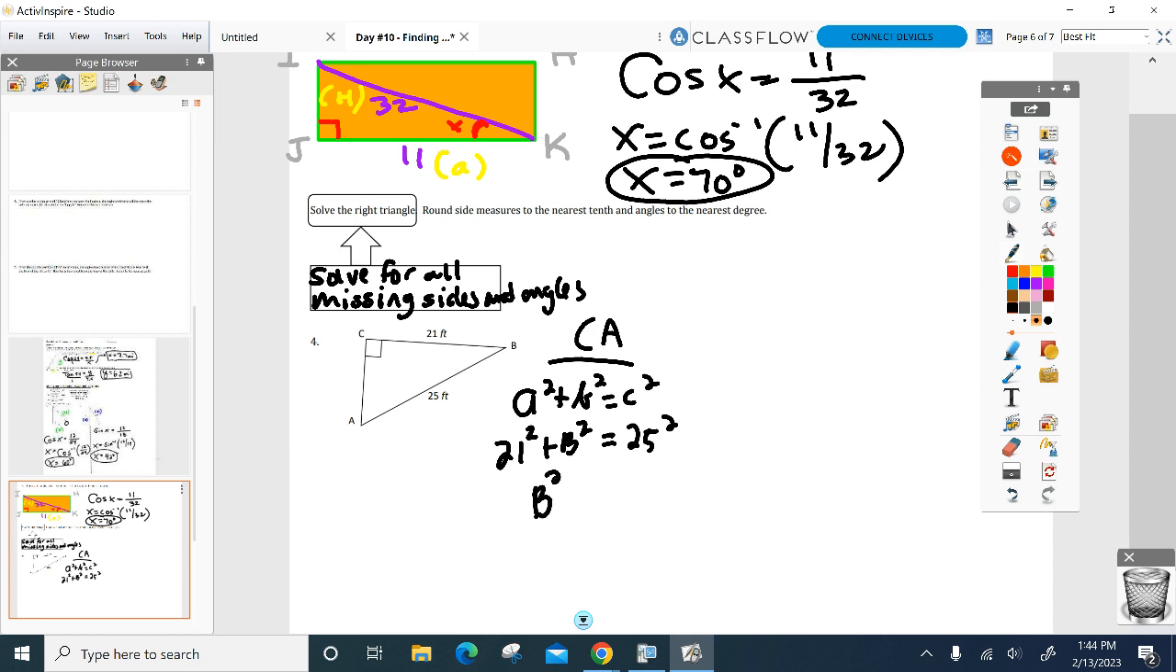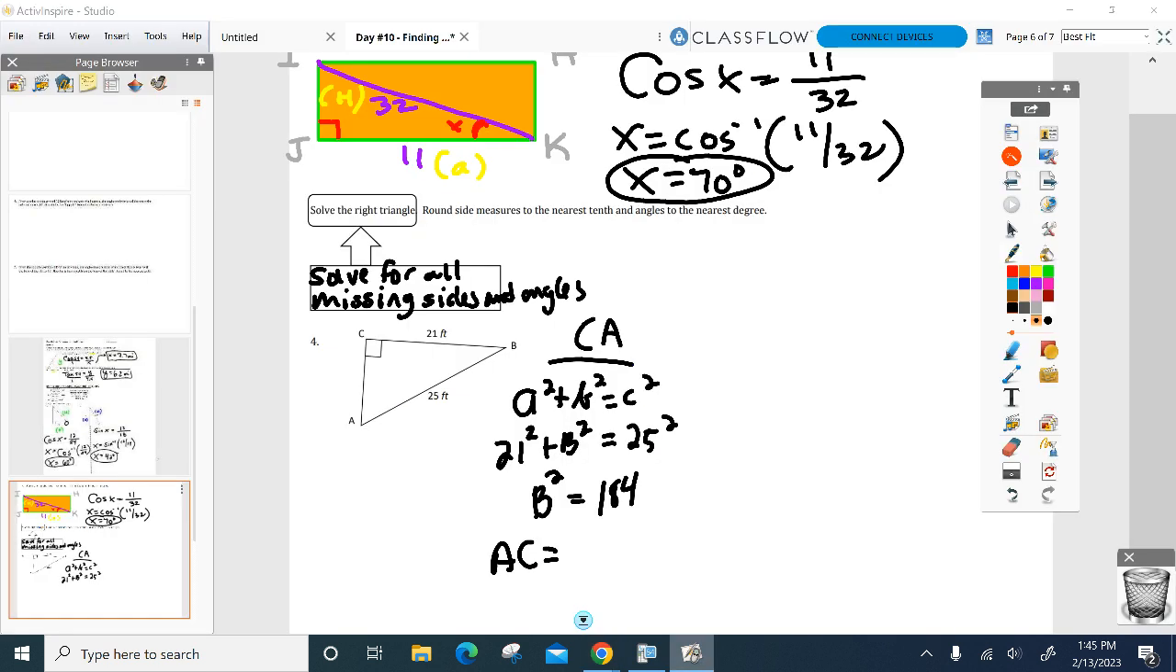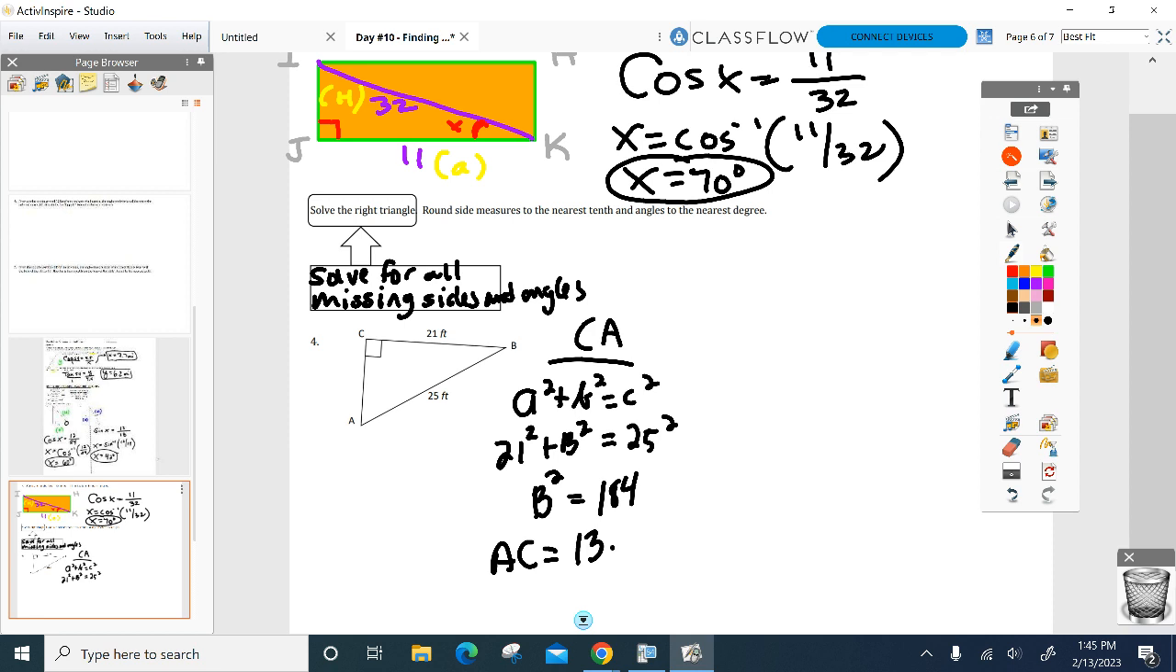B squared should end up coming out to 184. You take the square root of both sides. And it says round to the nearest tenth for sides. So when you're ready... 13.6.